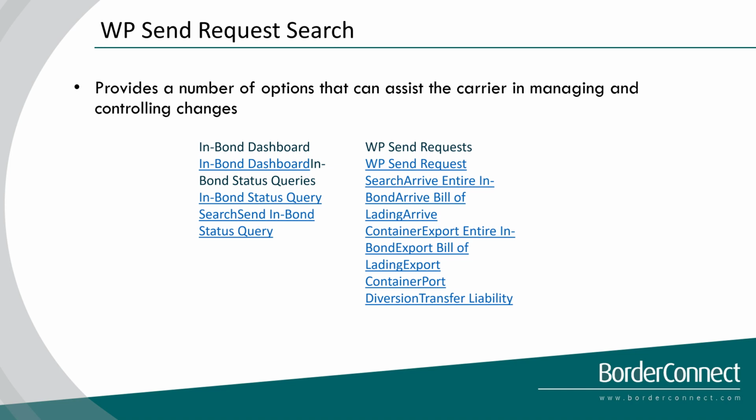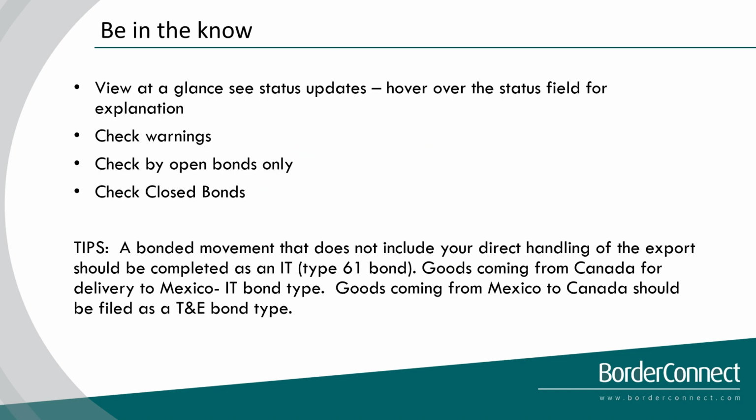What I'm doing here is just going across the management tool that you'll see demonstrated. It provides a number of options that you can complete to assist you in controlling these bonds. You have what we call an in-bond dashboard. You can send status queries. You can arrive. You can search arrivals. You can see what's still open. You can see if you have any late bills of lading that might have systematically come up as late messaging. You can see what container port or diversion transfer liabilities have occurred.